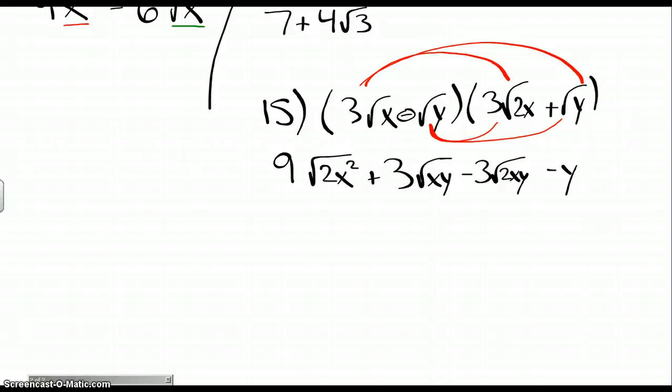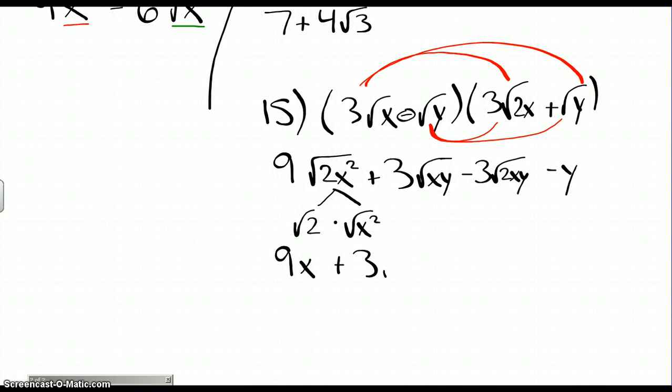Now if you look at all 3 of these, none of them share anything in common. So the only thing I can do here is simplify this term right here by splitting it up into the square root of 2 times the square root of x squared. And that simplifies to x, and I can bring that out front, so my final answer is 9x plus 3 times the square root of xy minus 3 times the square root of 2xy minus y. And that is your final answer.